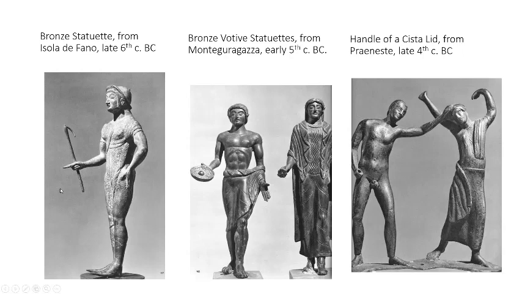Etruscans also made sculpture, freestanding sculpture in bronze, little small pieces and larger pieces, but lots of small pieces. Sometimes I have a hard time figuring out where to put these in our categories because sometimes we have these little figurines, these sculptures, and they're put on top of vessels.